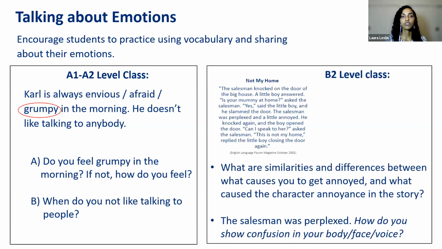For higher levels, you could use the longer text. So for example, using the story I shared about the salesman, students could discuss what are similarities and differences between what causes you to get annoyed and what caused the character's annoyance in the story. Or the salesman was perplexed. How do you show confusion in your body or face?